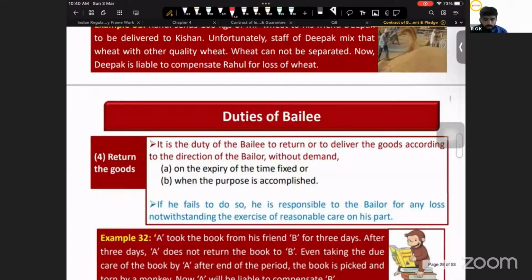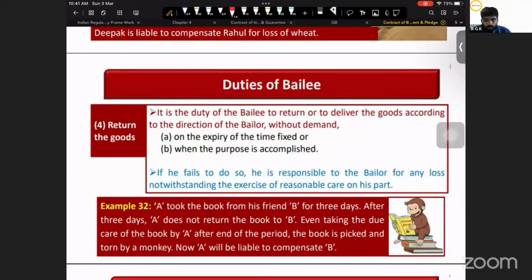Next duty of bailee is to return the goods. It is the duty of bailee to return or to deliver the goods according to the direction of the bailor without demand, on expiry of the time fixed or when the purpose is accomplished. If the particular bailment is time bound, once the time is over, even if the bailor has not demanded back the goods, it becomes the duty of the bailee to return the goods. Or if the bailment is for some purpose, on accomplishment of the purpose, it becomes the duty of bailee to return the goods to the bailor. If he fails to do so, he is responsible to the bailor for any loss, notwithstanding the exercise of reasonable care on his part.